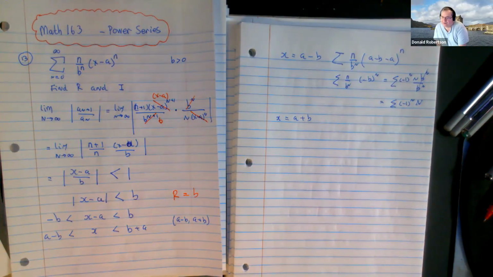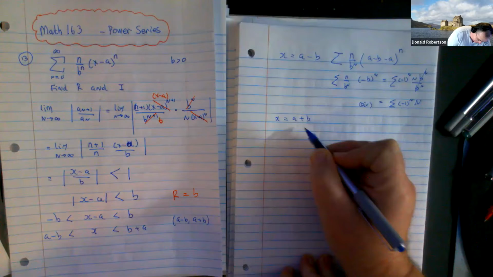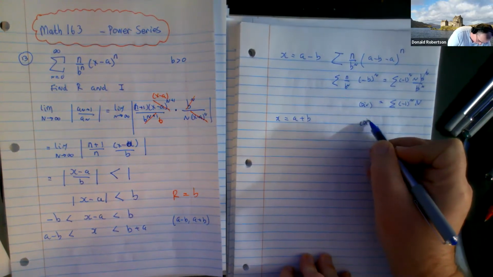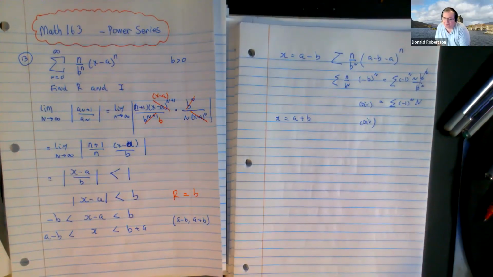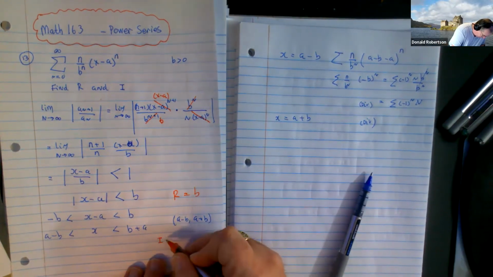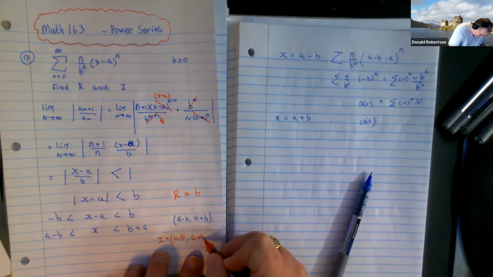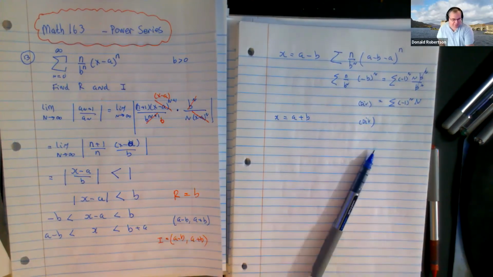Negative 1 to the n, isn't it? It's increasing, right? So a series whose terms increase, that's enough to prove it diverges as well. So it diverges. And if you do this one, can you trust me? It also diverges, but you can check it. Which means that our interval of convergence is any number from A minus B to A plus B, but you can't include the endpoints.